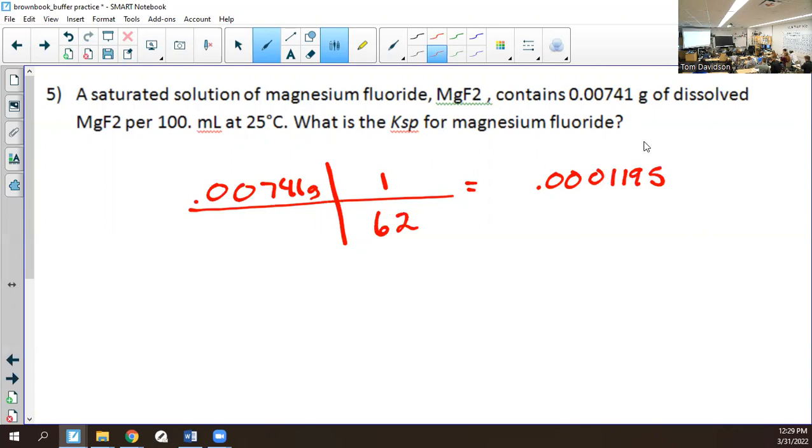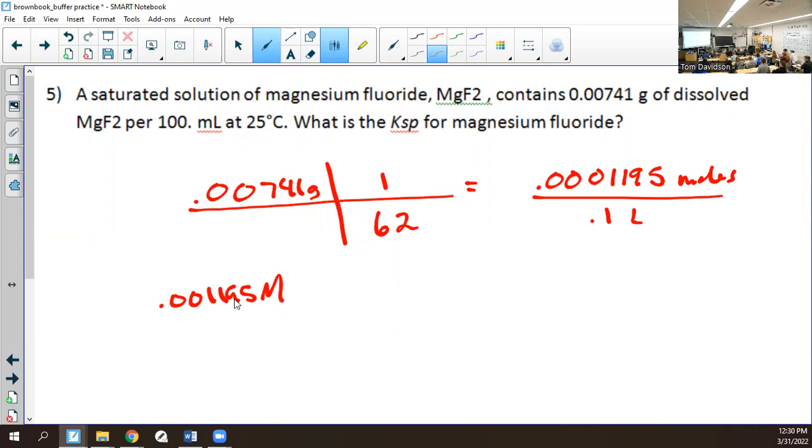All right, we okay with that so far? That's the moles. But we still need one more thing. What's that? Okay, so this is 100 milliliters, so I got to divide this by 0.1 liter, correct? Who's with me so far? Okay, so that's how I find the molarity of what I have here. So it is 0.001195, right?